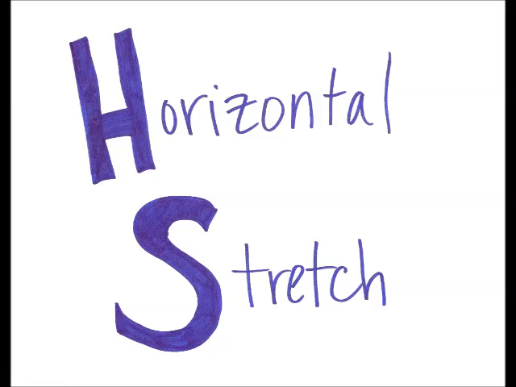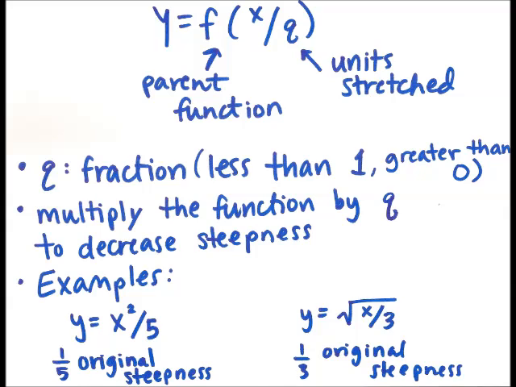The third type of transformation is horizontal stretch. The mathematical formula used to express horizontal stretch is y equals f of x divided by q. Q represents the function being multiplied by a fraction between 0 and 1. Smaller fractions means functions are less steep, and larger fractions means more steepness. Another way to look at it is bigger q means less steep, and smaller q means more steep.